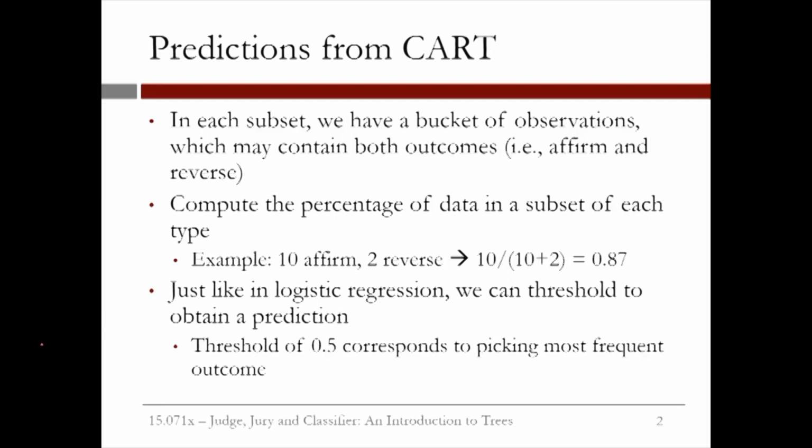As an example, if we have a subset with 10 affirms and 2 reverses, then 87% of the data is affirm. Then, just like in logistic regression, we can use a threshold value to obtain our prediction. For this example, we would predict affirm with a threshold of 0.5, since the majority is affirm. But if we increase that threshold to 0.9, we would predict reverse for this example.